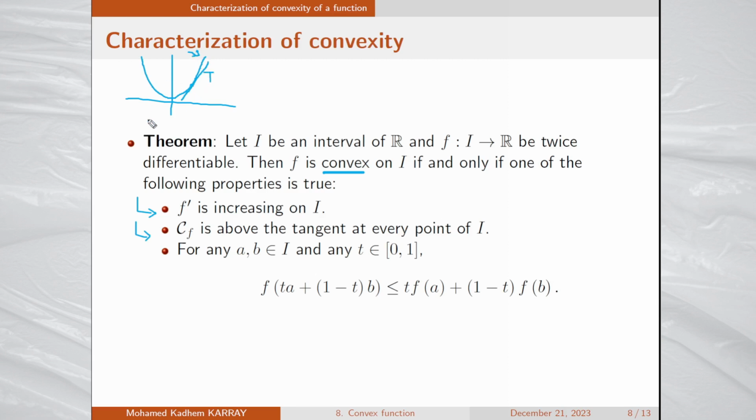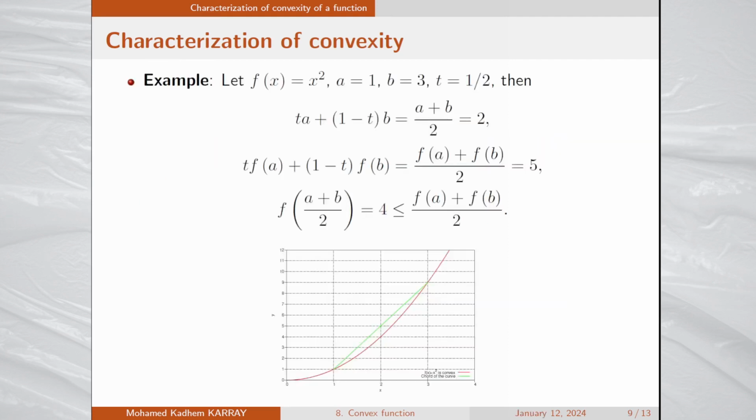The third property says that the image by f of any average of 2 points A and B is smaller than the average of the images. And this will be illustrated in the following slide with a curve showing why this property holds true. Here is an example illustrating the last inequality. So consider the function f to be x squared and consider these 2 points here, a equal 1 and b equal 3.